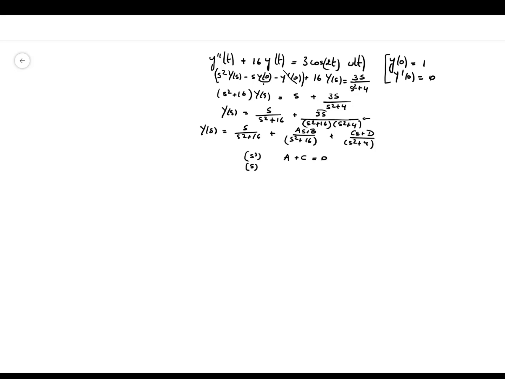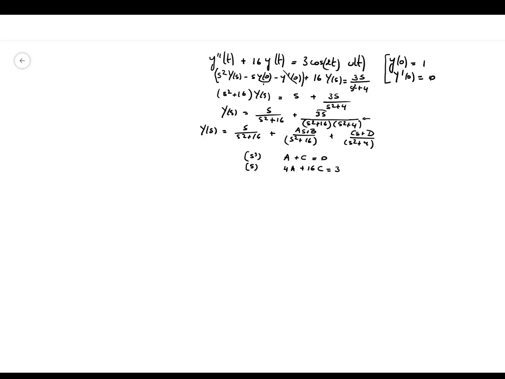In s we're going to have 4a plus 16c is equal to 0, right? So what we can do here is take this one and subtract 4 times this equation, and what will, well, that's not a 0, right? That's a 3, right? So it's a 3 over here.